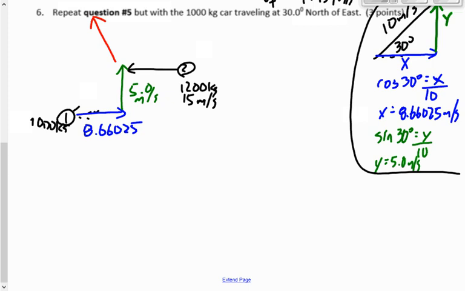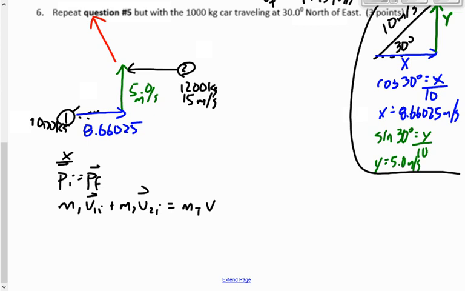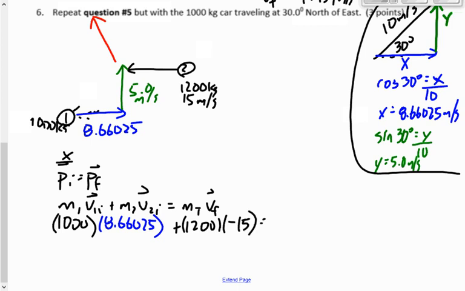Okay, now let's do x and y components. Let's say pi equals pf. Let's say m1 v1i plus m2 v2i equals, they stick together. If they didn't, no big deal. We just get two terms afterwards as well. M1 is 1,000 times v1i is 8.66025 plus M2. V2i, careful here, is negative 15. Negative because it's to the left. The 8.66 is to the right, so it's positive. The 15 is to the left, so it's negative.